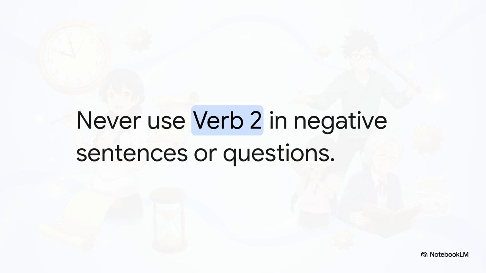So that brings us to this absolute golden rule of grammar. You must never break this. Never use verb 2 in negative sentences or questions. The word did already tells us we're in the past tense.